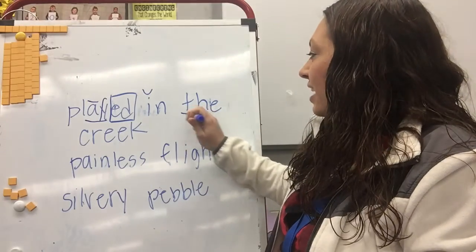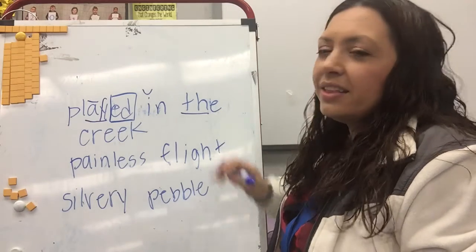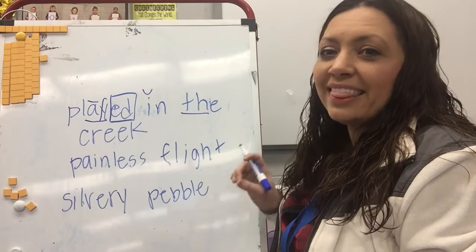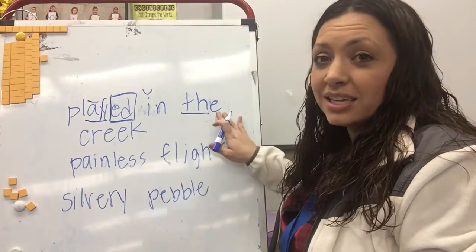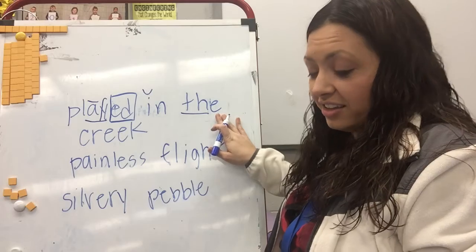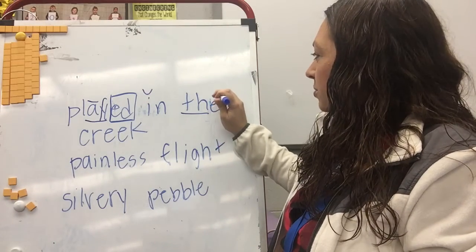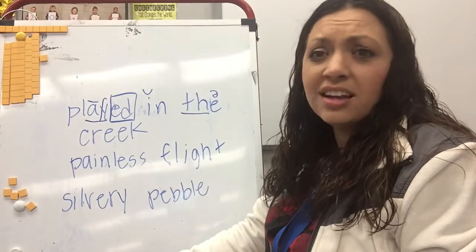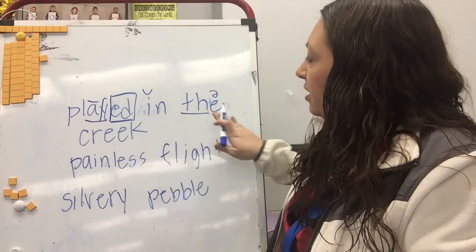That's right, it's got that digraph TH. Okay, and then listen, sometimes we say thuh and sometimes we say thee, remember? Now, this is one of the times that we're going to say thuh. Okay, so that E is going to make a special sound, and what we're going to do is put an E upside down because it's just a weird sound. So the. So played in the.